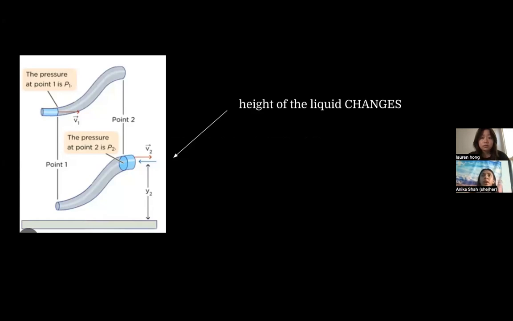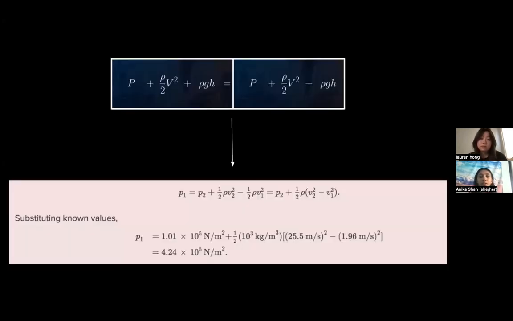In the problem that we're looking at, we're assuming that everything's at the same level. There's no change in height, which is why when we get into the solution, you'll see that the height part is not considered, because it stays the same.